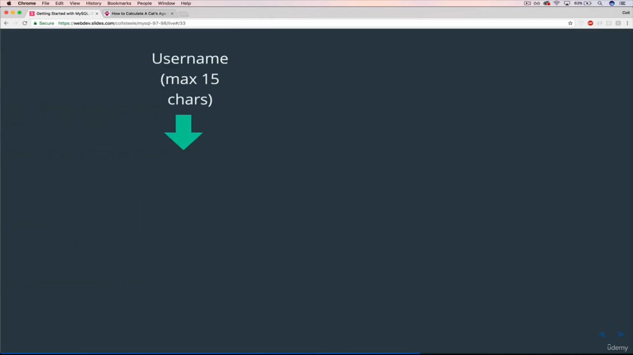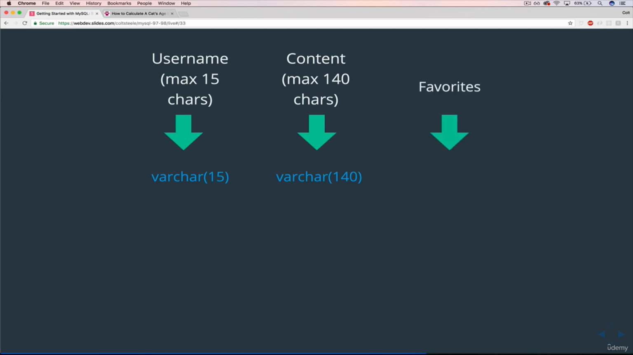Okay, so let's start talking about the answer. So we had username, which was a maximum of 15 characters. That would be a varchar, and you would put 15 in the parentheses to specify that it's no more than 15 characters. Then we have content of the tweet, max of 140. It's very similar. It's also varchar, it's text, but this time we restrict it at 140 characters. Then we have favorites, which is just a number, so we use int.